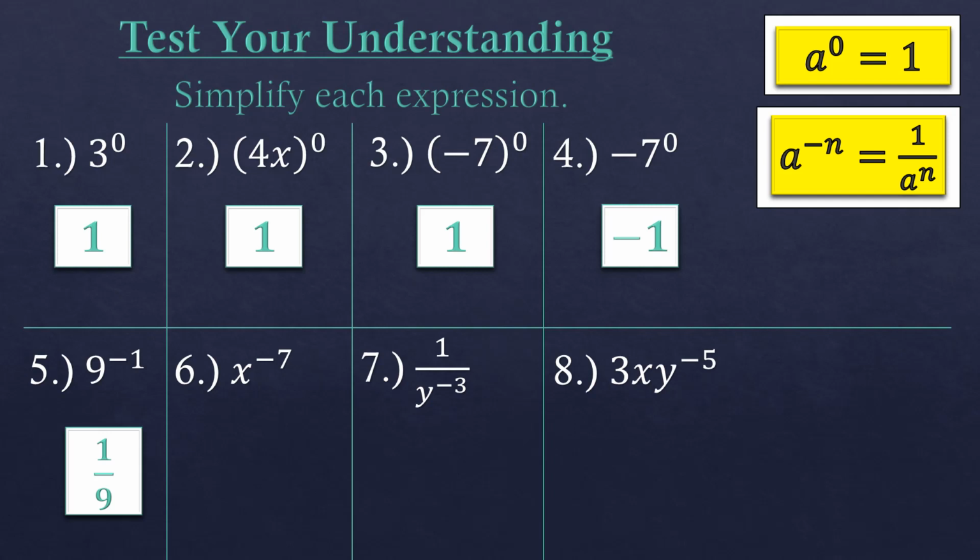Number 6, the original problem says x to the -7. Again, this is the reciprocal of x to the 7th power. You should have written 1 over x to the 7th.